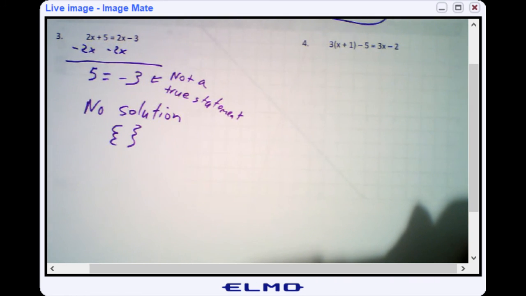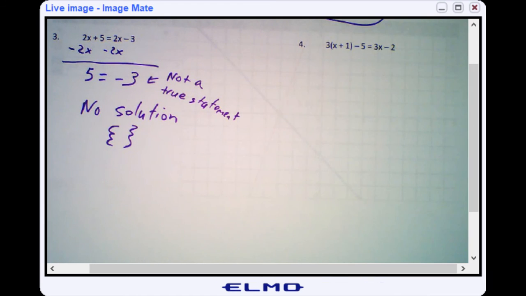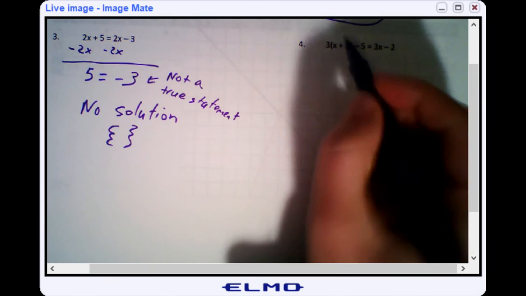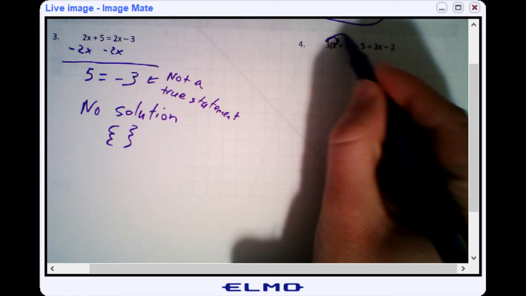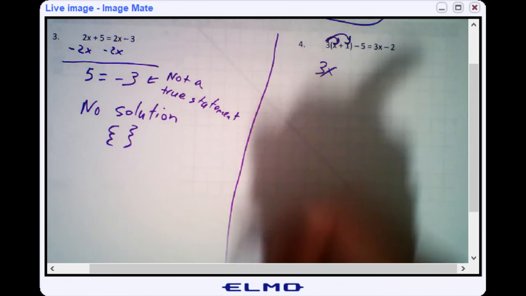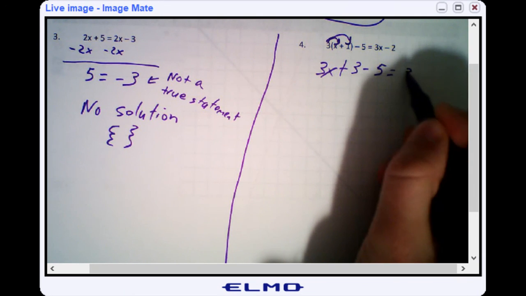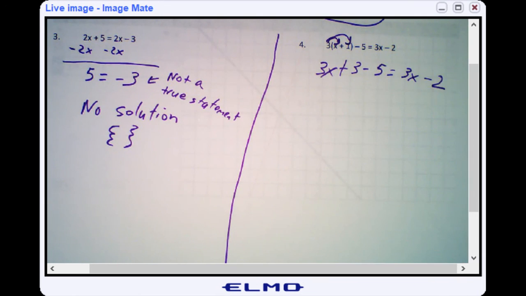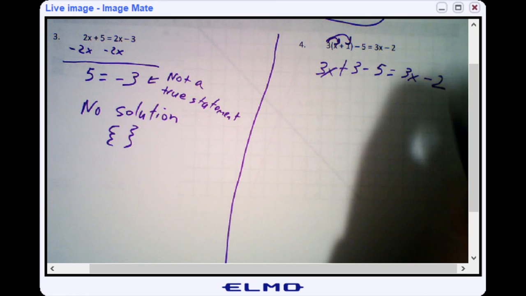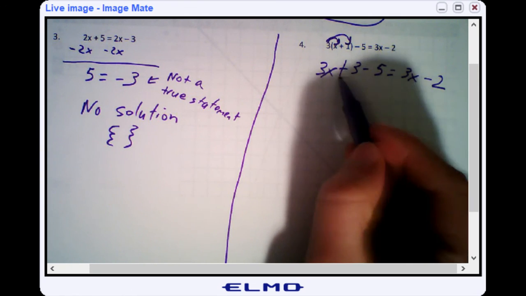For problem 4, I see on the left side I have a lot going on and it's parentheses, so I'm going to start by distributing. I only distribute into the parentheses, so 3 times 1x is 3x. 3 times 1 is 3. Bring down the minus 5, and then bring down the right side. On this left side, I have some like terms. I've got a 3 and a minus 5.